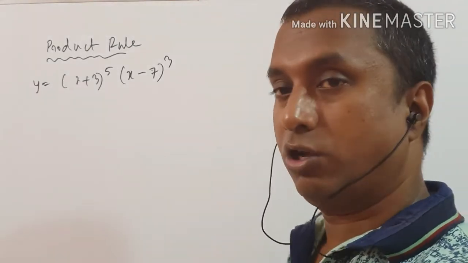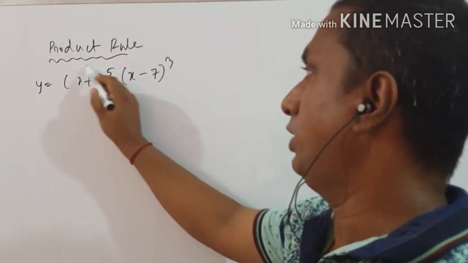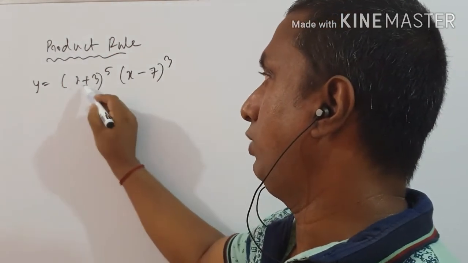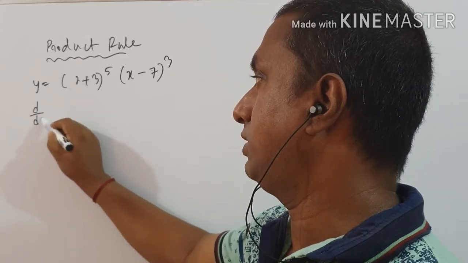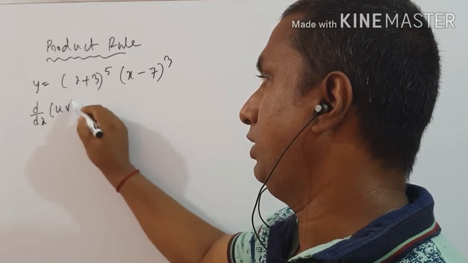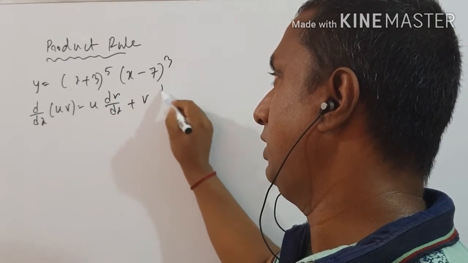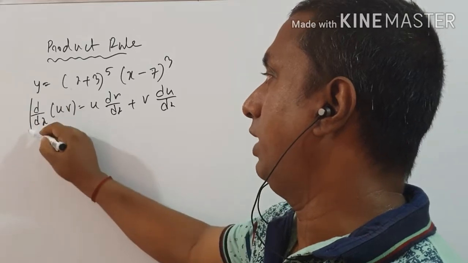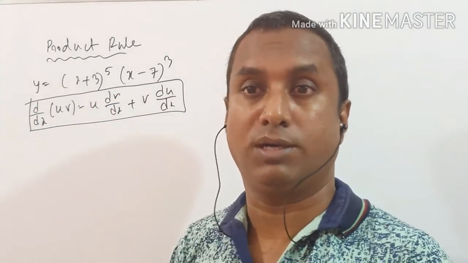Now when you are solving this, keep in mind that it's two expressions with a multiplication sign. So we can apply the product rule. We can consider here u, consider here v. Let me see the formula first. d/dx of uv equals u dv/dx plus v du/dx. Now use this formula, but be careful for chain rule. Chain rule must be applied everywhere.